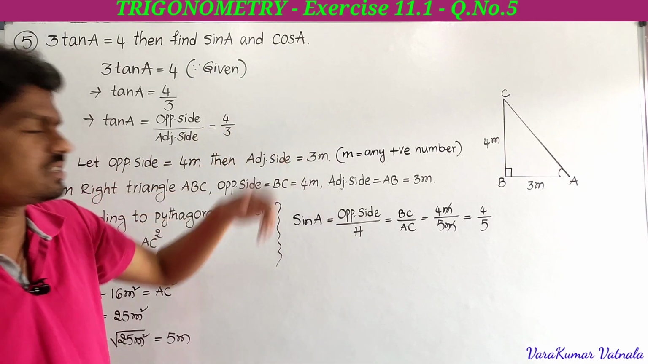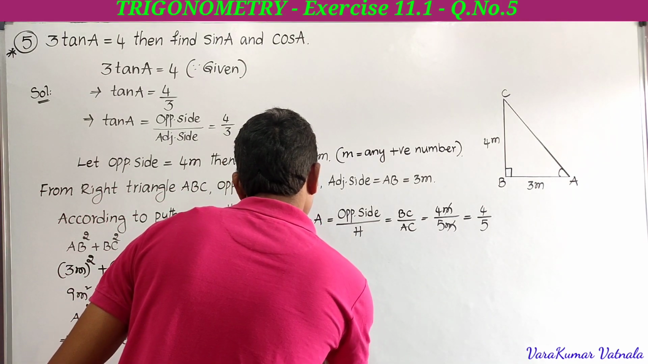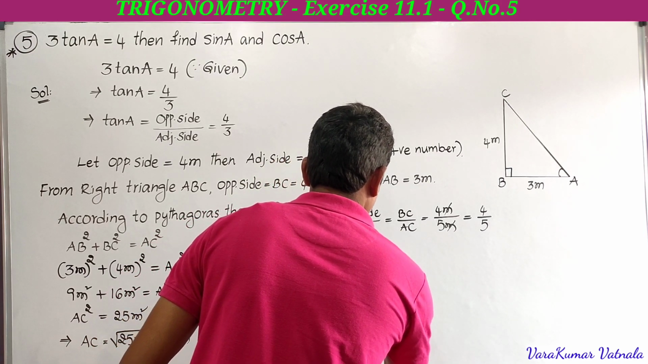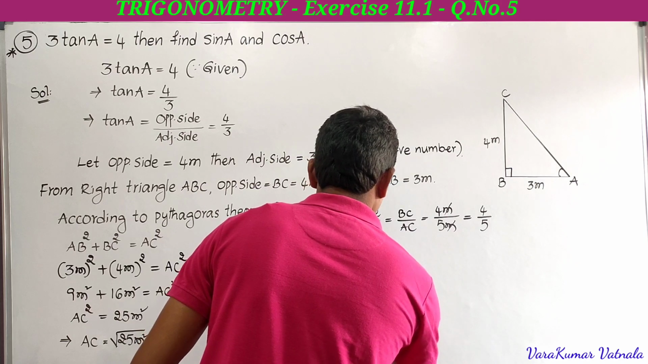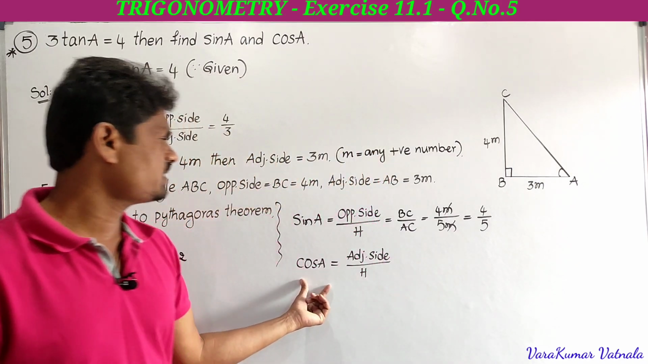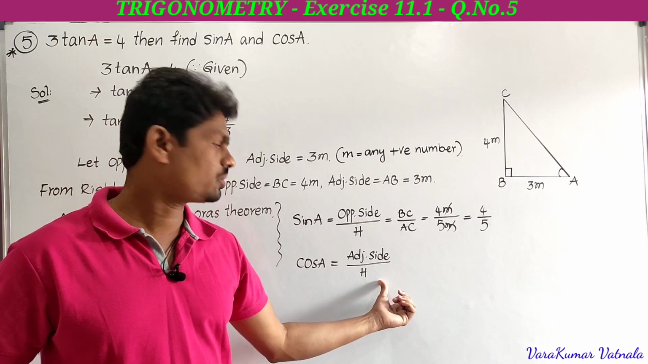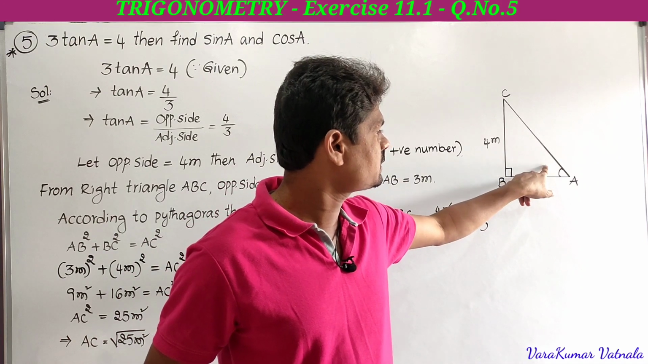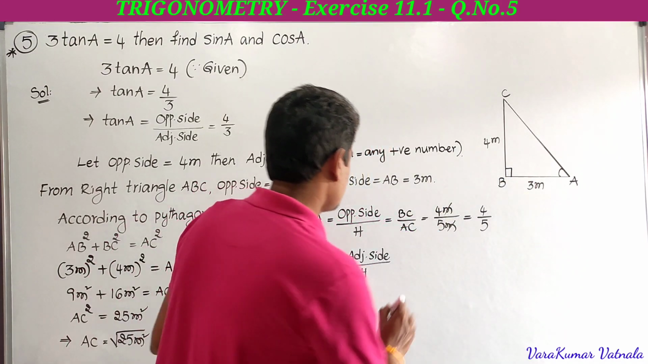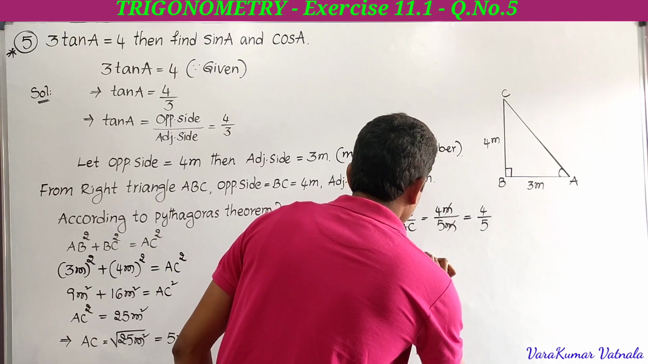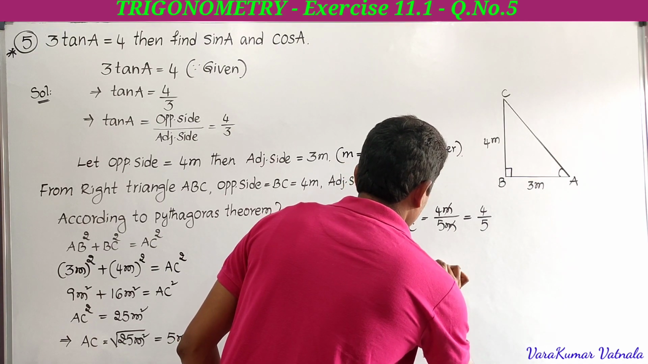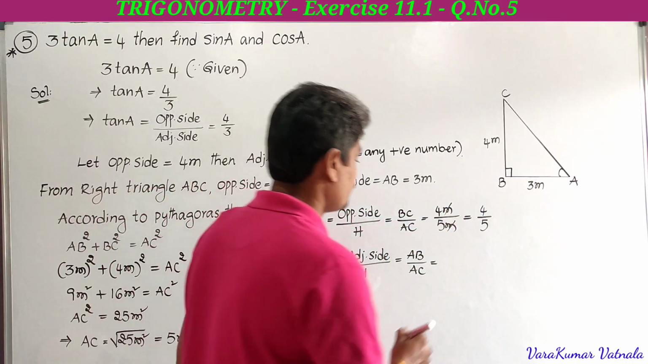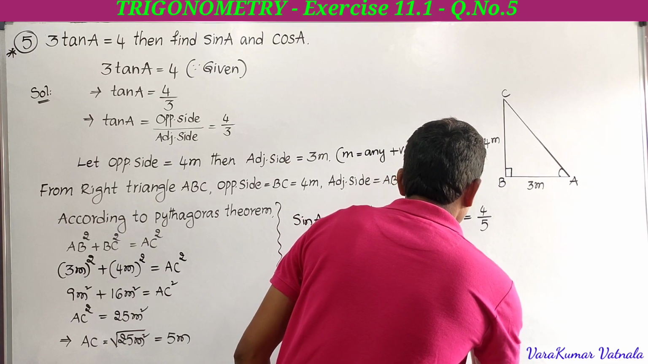Next we have to find cos A. We know cos A is equal to adjacent side by hypotenuse. Adjacent side to which angle? Angle A. Adjacent side to angle A is AB. So that is AB by the hypotenuse, which is AC again. AB by AC. We have AB equal to 3m, AC equal to 5m. So we get 3m by 5m.